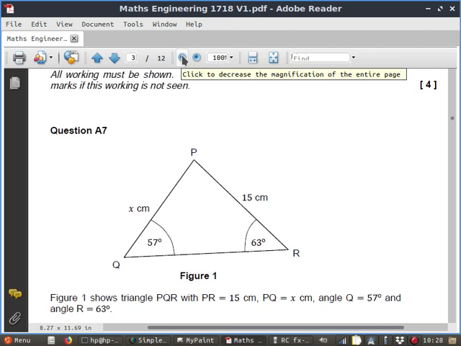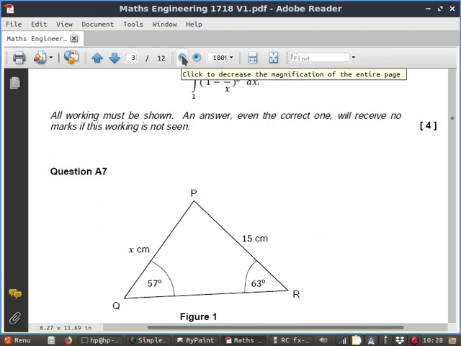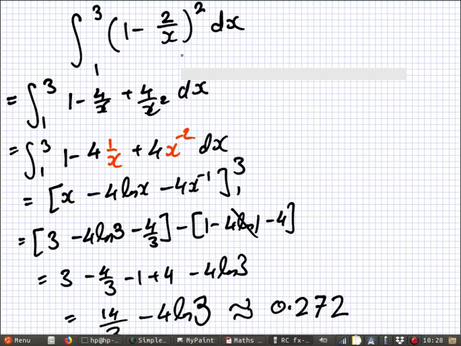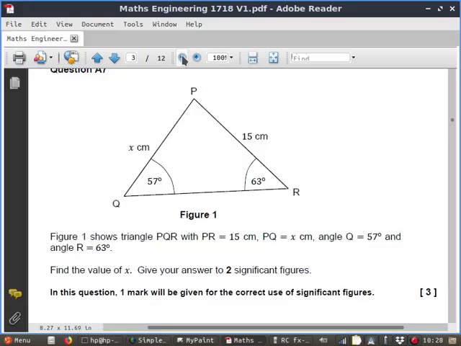Okay. Look, here's a nice little easy one here, trigonometry for 3 marks. Okay, so 3 minutes, off you go.